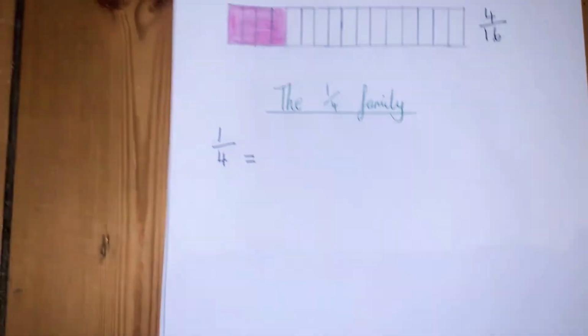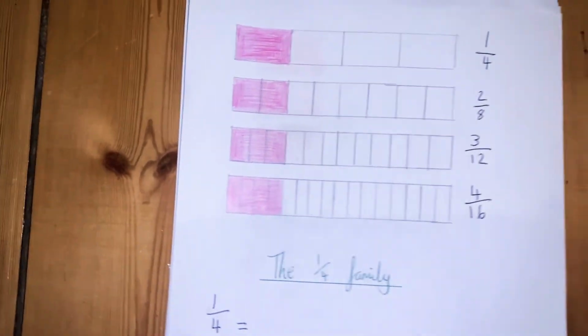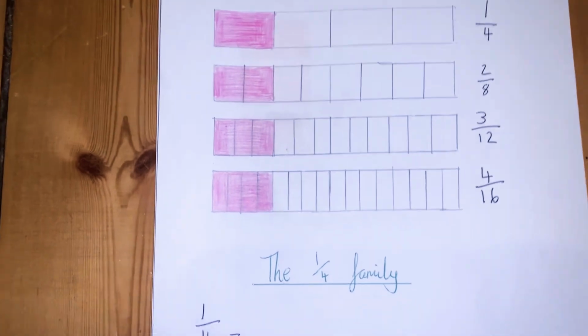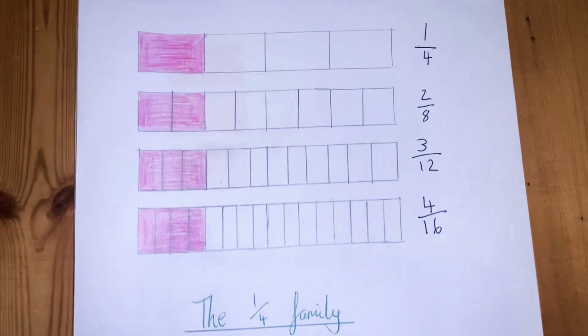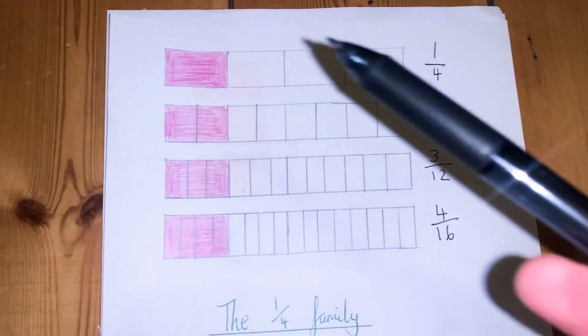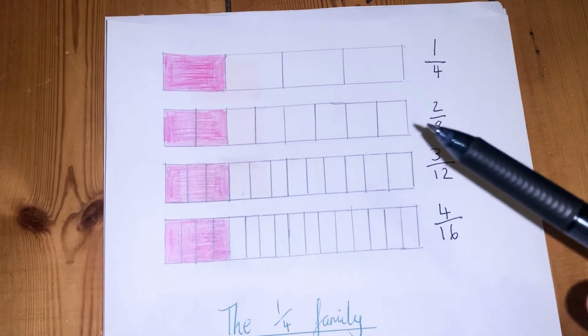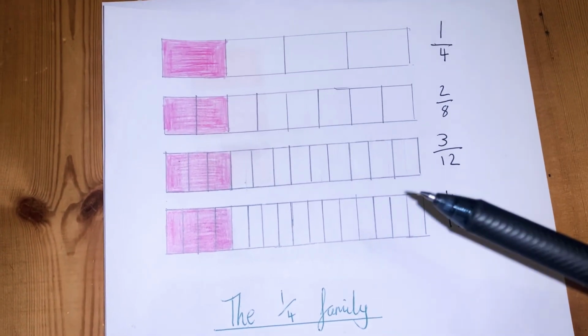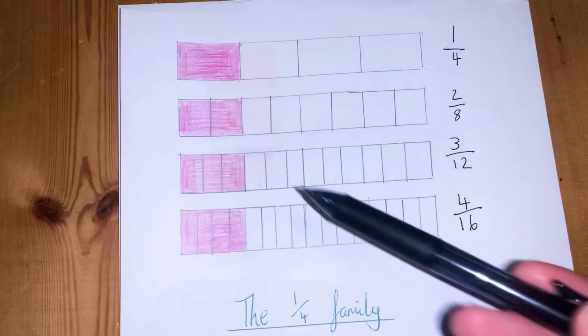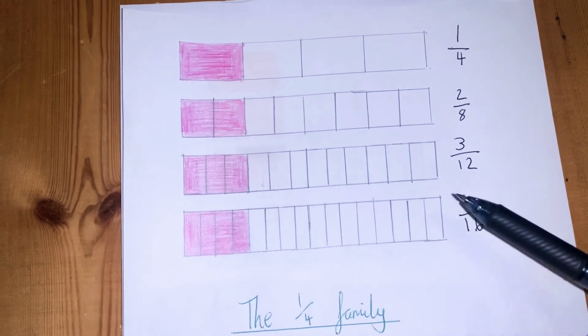Now, we're going to look at the quarter family. So here, if you notice, I've got a quarter. Okay, so I've got 1 out of 4. I've got 2/8, so I have 8 equal parts and 2 are shaded in. 3/12, 12 parts, 3 are shaded in, and 16 equal parts and only 4 are shaded.